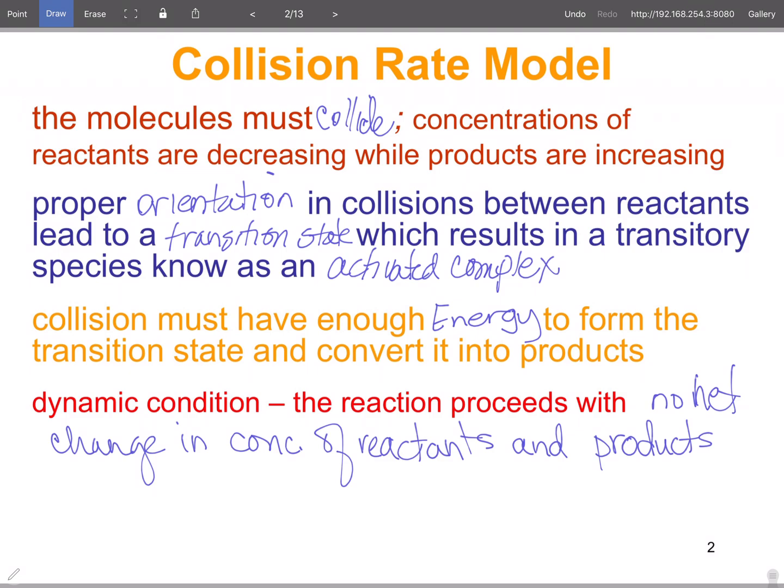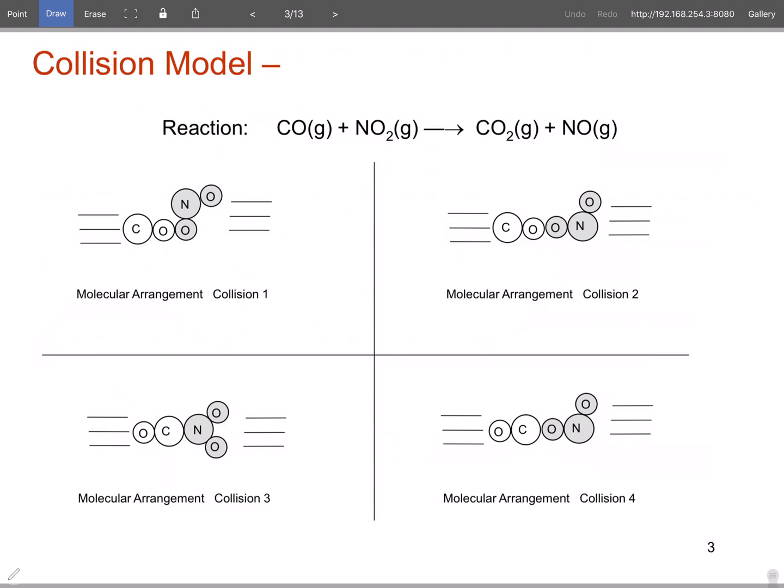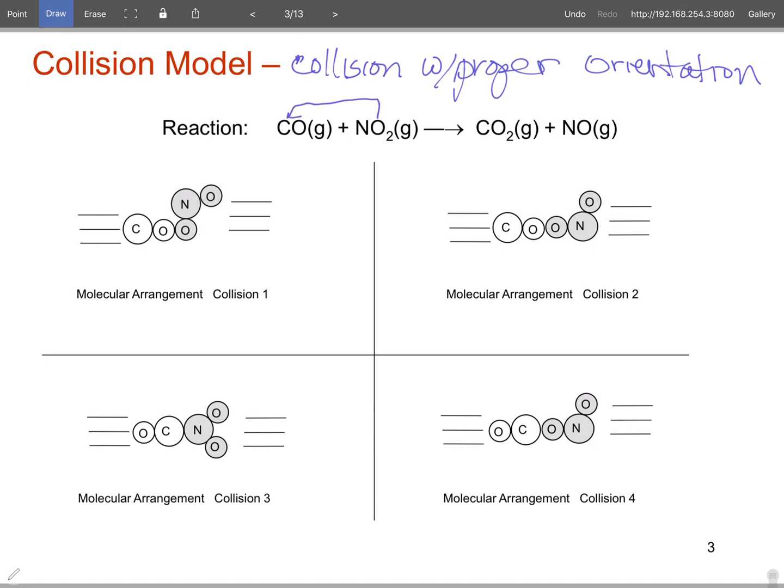same number. Now, the interesting part of the collision rate model is that once you get the collision, you need the collision with the proper orientation. Now, what does that mean? Well, here we have the reaction of carbon monoxide and nitrogen dioxide goes to carbon dioxide and nitrogen monoxide. So if we notice here, what we're actually doing is transferring one of the oxygens to the carbon. So the oxygen on the nitrogen dioxide has to collide with the carbon to make the bond.